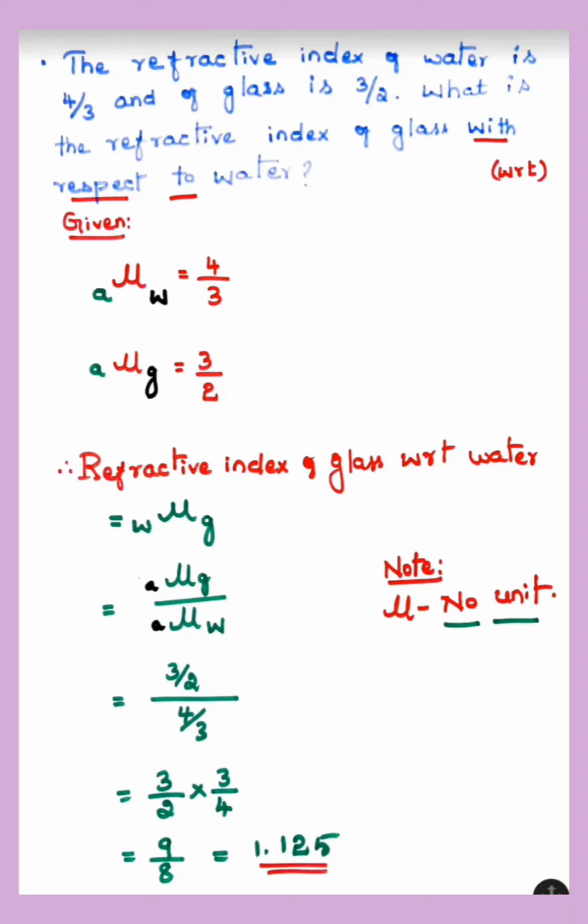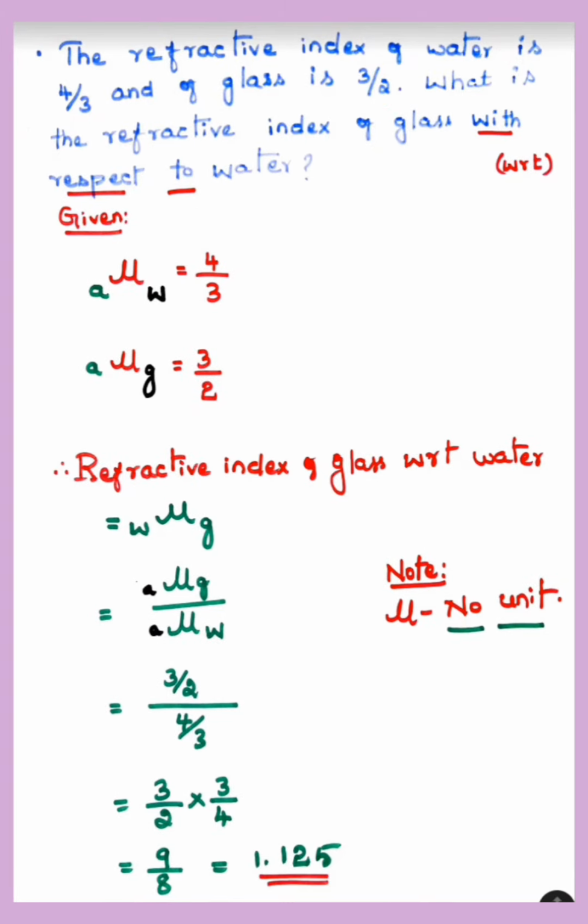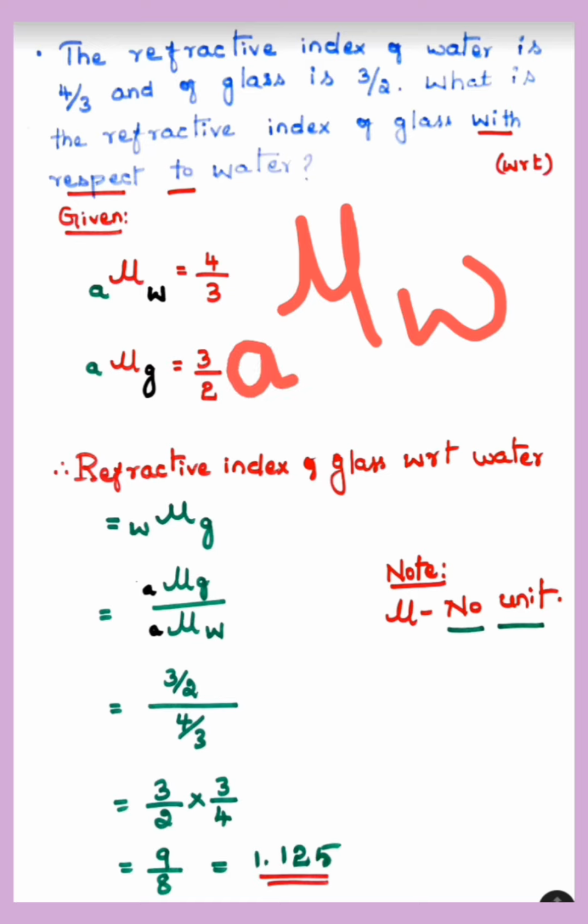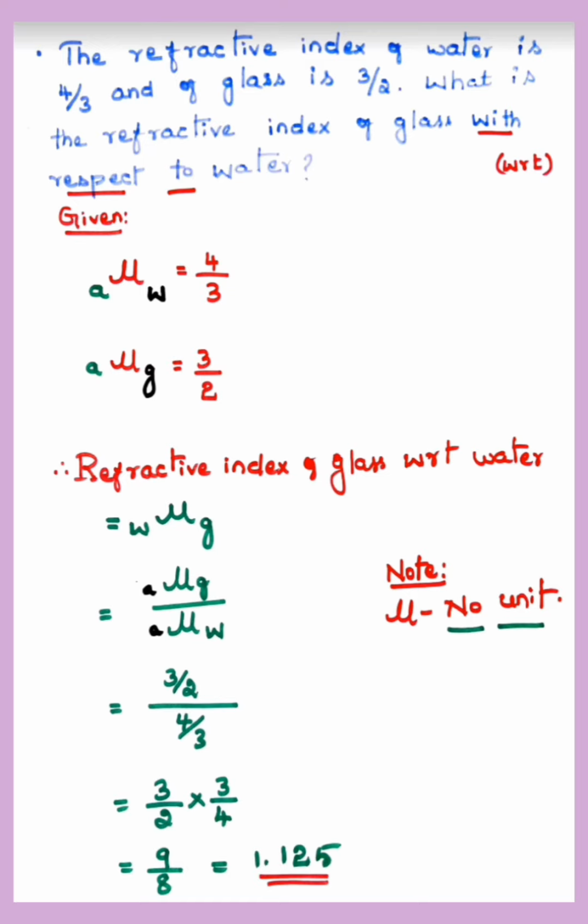Next, the refractive index of water is 4 by 3 and of glass is 3 by 2. What is the refractive index of glass with respect to water? When you come across these kinds of sums with respect to the refractive index of one medium with respect to another, normally when we write the refractive index, the mu value of water, mu of W, in plain form like this, it is understood that it is with respect to air in general. If we express just the refractive index of glass, that is mu of glass, we write it like this.